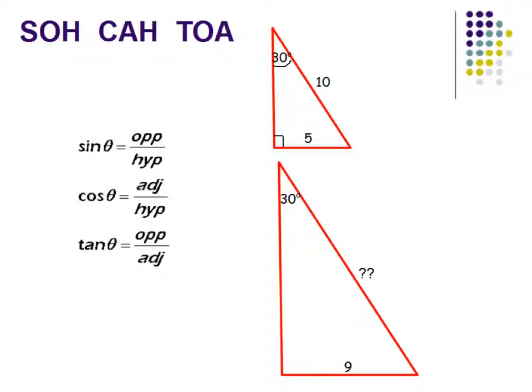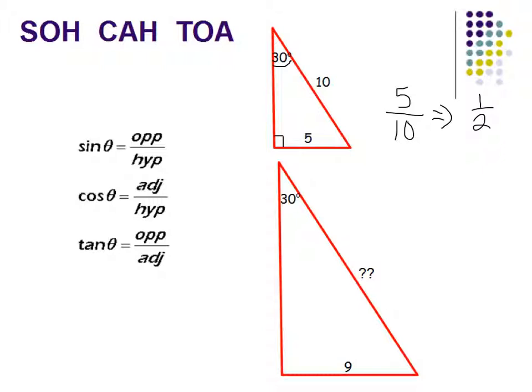So for example, in this top triangle, the side opposite of my 30-degree angle is 5. So the ratio of that side to the hypotenuse is a 5:10 ratio. Okay, that actually would reduce to a 1:2 ratio, which is kind of nice and easy. It just means my hypotenuse is going to be twice as long as my short leg.